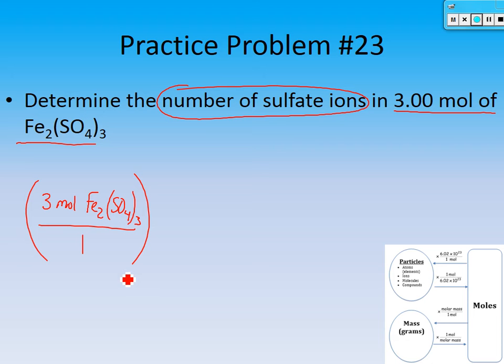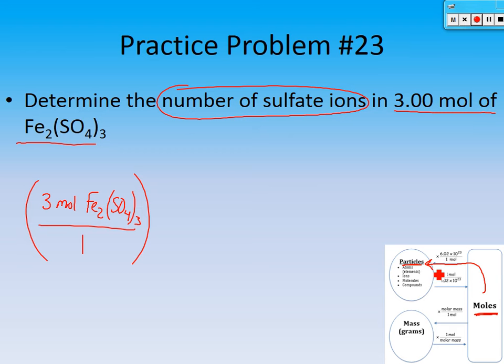Okay, we're at moles, and we want to go to the number of sulfate ions here. Now this one's a little bit different, isn't it? It didn't say the number of moles of sulfate. This one's the number of sulfate ions. Okay, well, where do we see ions over here? It's in the particles box, isn't it? So we need to go from moles up here to particles.